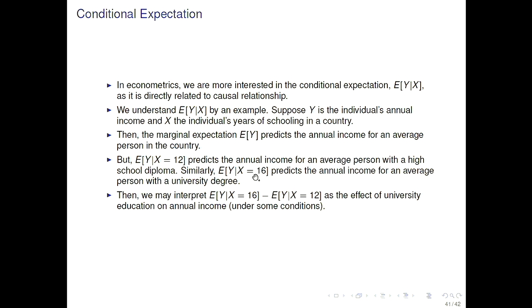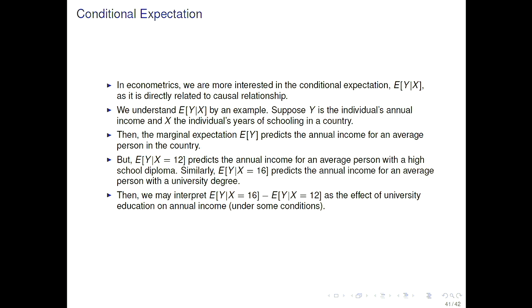So suppose we have two groups of people. In the population, suppose, just look at the simple situation. Some people only graduate from high school, and some other people graduated from university. So we can divide this sample into two different groups. One group is this, and the other group is this.